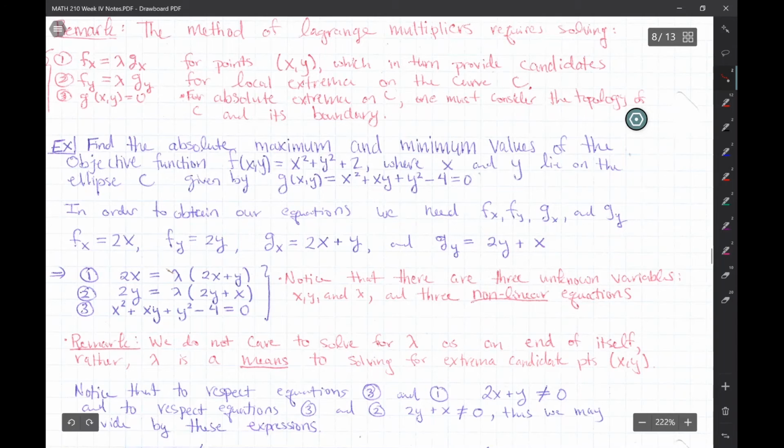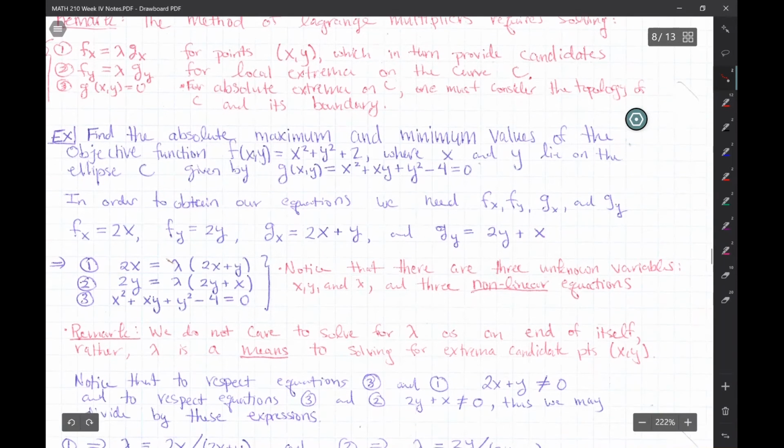But frankly, we don't really care to solve for lambda. Our end result is the points, not lambda. Lambda is a means to an end, not an end in and of itself. Something else to notice is that these three equations are nonlinear, and with nonlinear equations, it takes a bit of finesse to solve them. There's no formal theory, as well formulated as there is for linear equations.